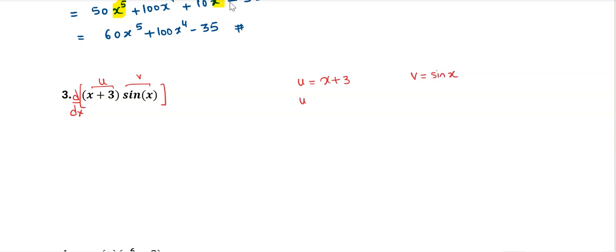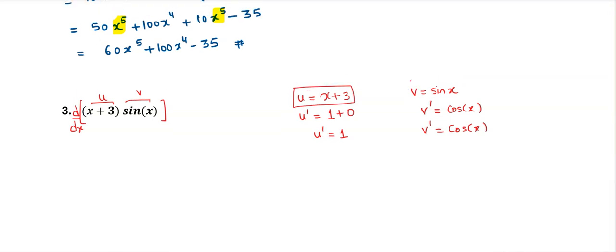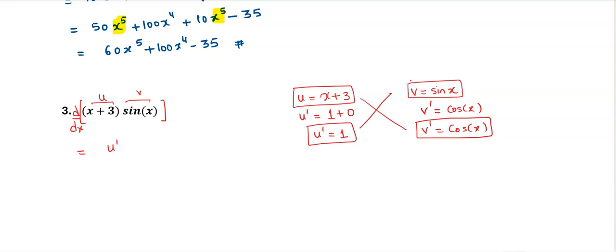Okay, now the derivative of u: derivative of x is 1, for 3 it's 0. So the derivative of u is 1. Derivative of v, that is sine x, is cos x. So we have the derivative of v as cosine of x. So we need u, v, u dash, v dash. And then we just cross multiply. Okay. So write the rule first. u dash v plus u v dash.